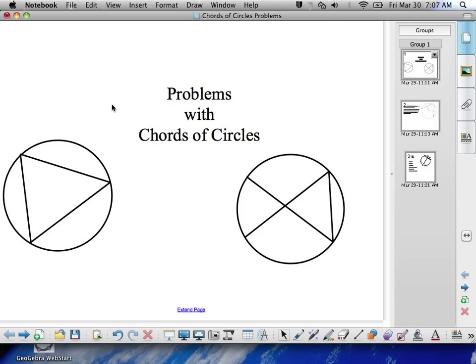Okay, today we're going to do some problems with chords of circles. Remember, a chord is a segment with endpoints on a circle. A circle is all the points equidistant from a given point on a plane.